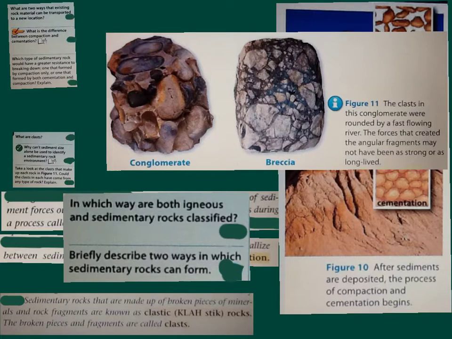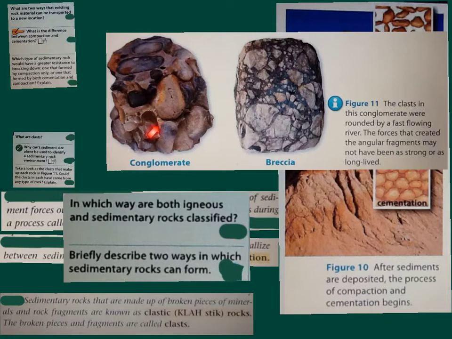Clastic sedimentary rocks. Some rocks, such as sandstone, have a gritty texture that is similar to sugar. Sandstone is a common clastic sedimentary rock. Sedimentary rocks that are made up of broken pieces of minerals and rock fragments are known as clastic rocks. The broken pieces and fragments are called clasts. Geologists identify clastic rocks according to clast size and shape. The conglomerate in Figure 11 is an example of a rock that was deposited in a river channel.